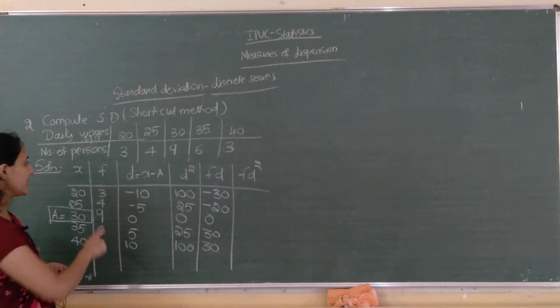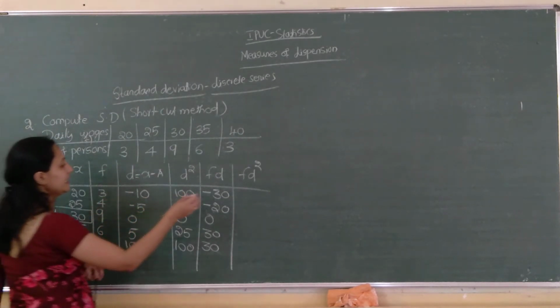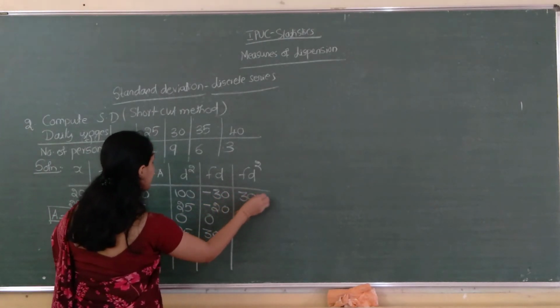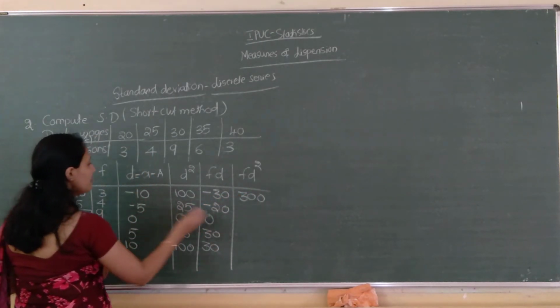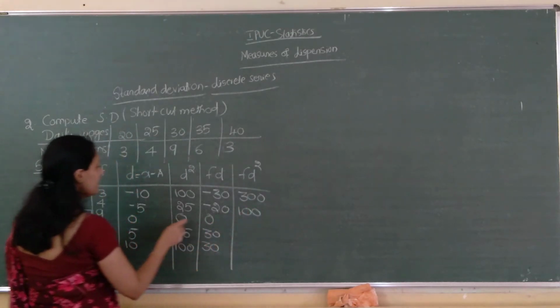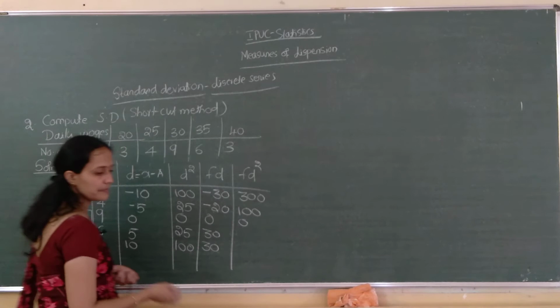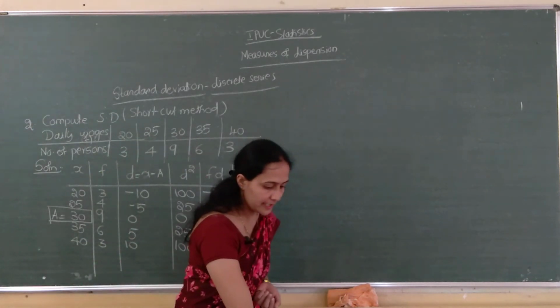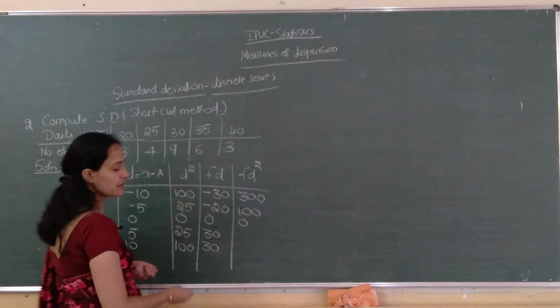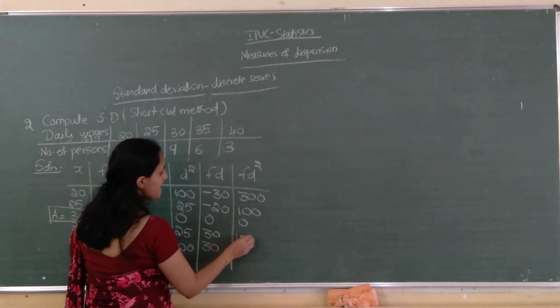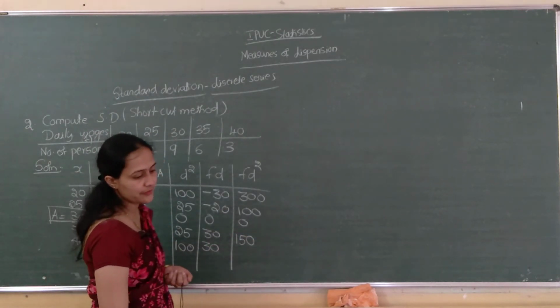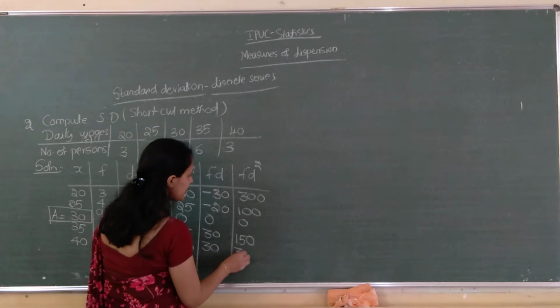F into D square: 3 into 100, that is 300. 25 into 4, 100. Next, 0 into anything is 0. 25 into 6, that is 150. It is 150. Next, last one is 300.